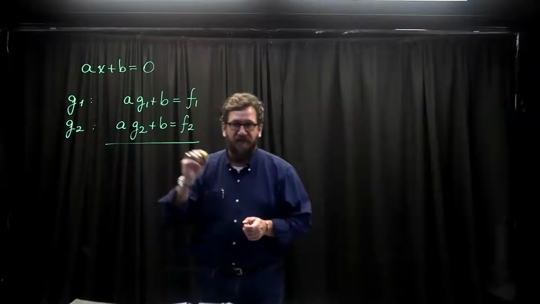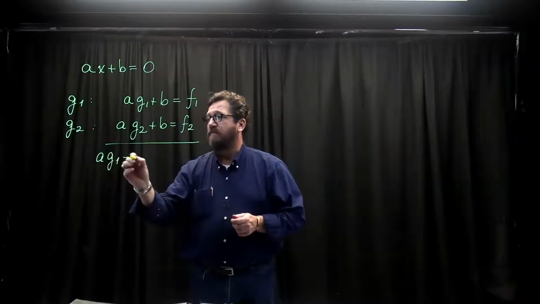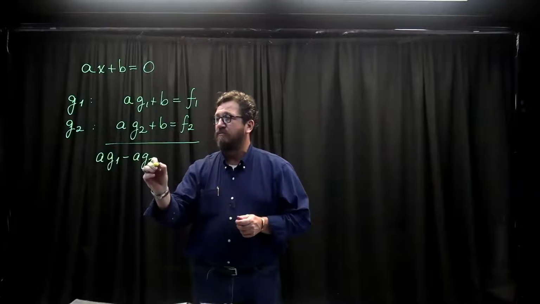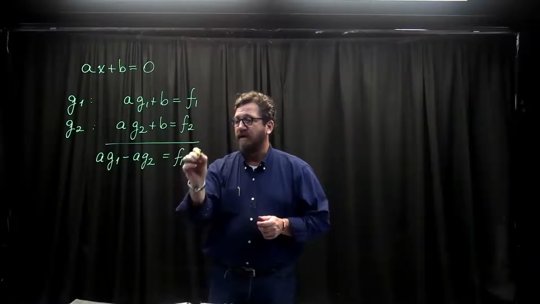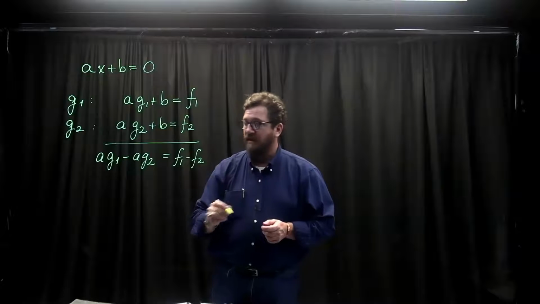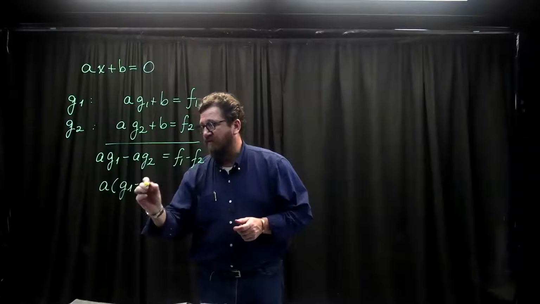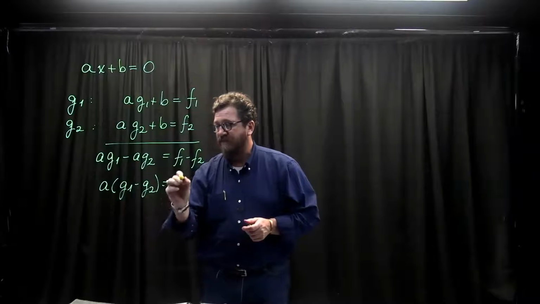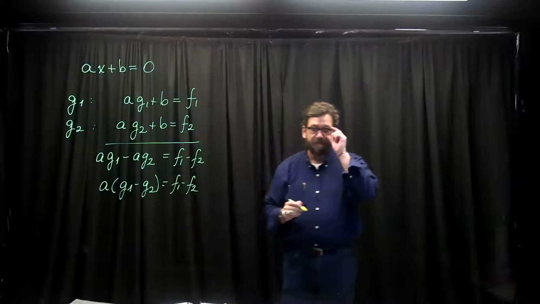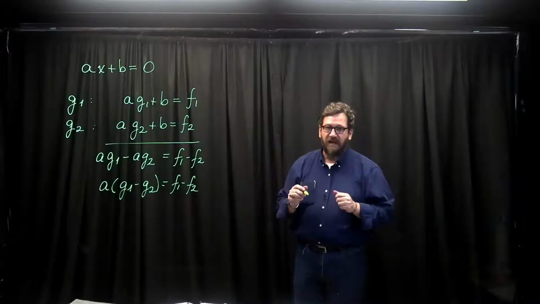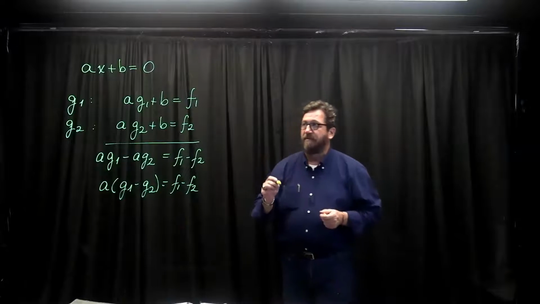let's get the difference of these 2 equations. ag1 minus ag2, the b's add out, is f1 minus f2. I can also write this as a times the difference of the 2 guesses is the difference of the 2 false positions. Now, with that being the case, we're in pretty good shape. Now, this was the fascinating part.